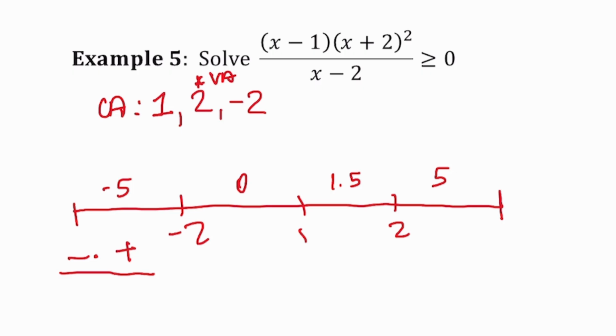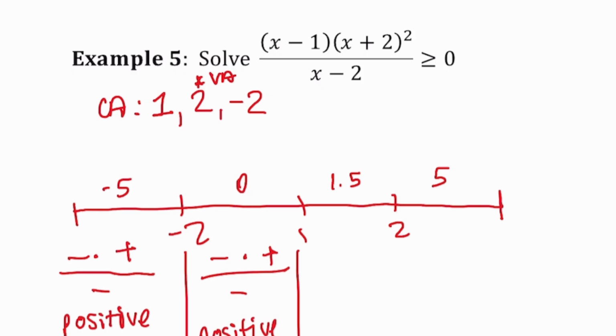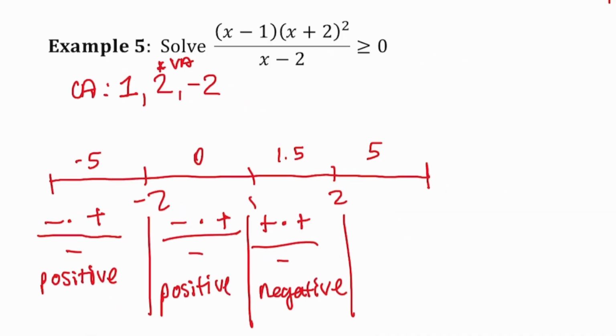And then -5 minus 2, that's a negative. So this results in a positive, negative divided by negative. 0 minus 1 is negative times positive. 0 minus 2, that's negative. So that also results in a positive. 1.5 minus 1, that's a positive times a positive. And then 1.5 minus 2, that's a negative, so that results in a negative. And then 5 minus 1, that's positive, times positive, over 5 minus 2, which is positive. So that results in a positive.